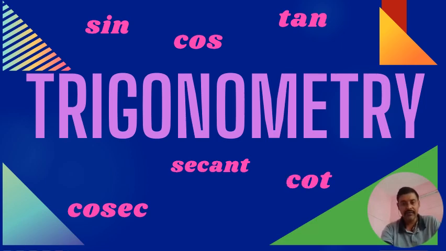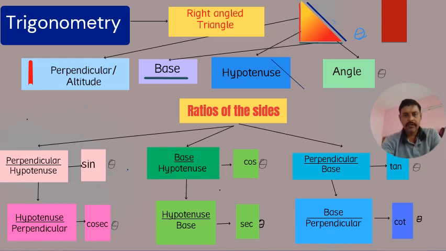What is the meaning of these words? How are they implied or used in mathematics? All these things we will learn in this chapter named trigonometry. So students, what is in front of your screen is what trigonometry is about. This is the basics of trigonometry, the base from where it starts, and everything depends on this. So trigonometry is applied only in a right angle triangle.